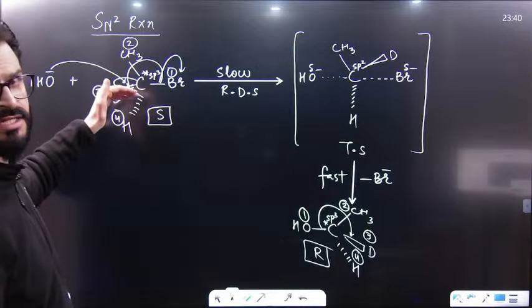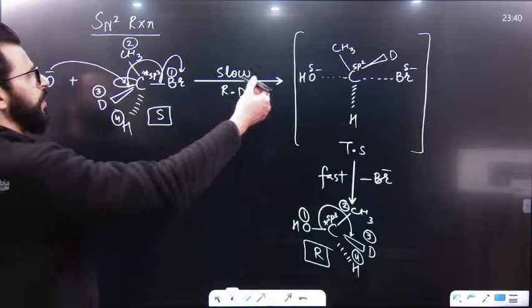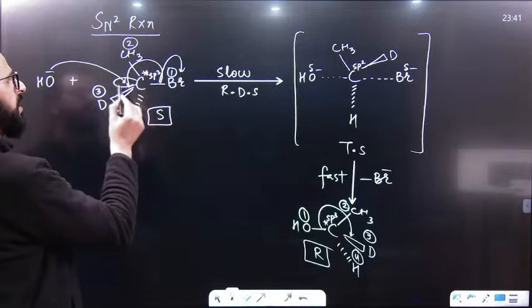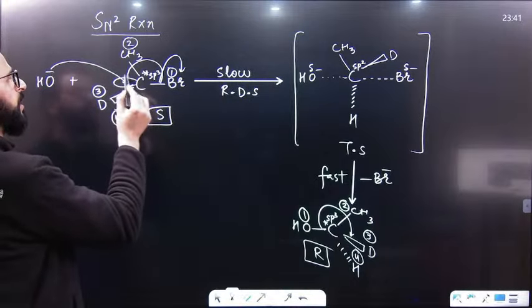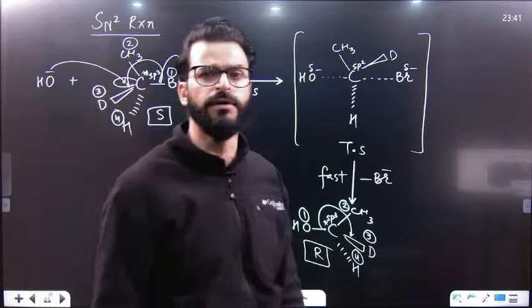Only backside attack takes place because front side attack cannot take place, because it cannot give electrons from this side, as the anti-bonding molecular orbital is empty opposite to that of the leaving group. That's why it attacks from the backside.